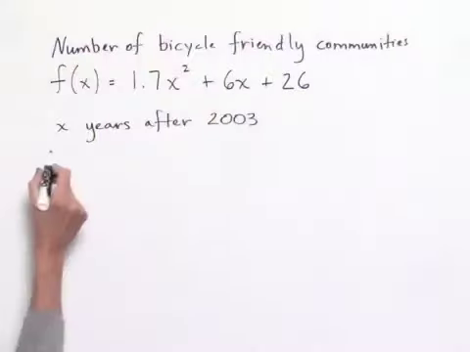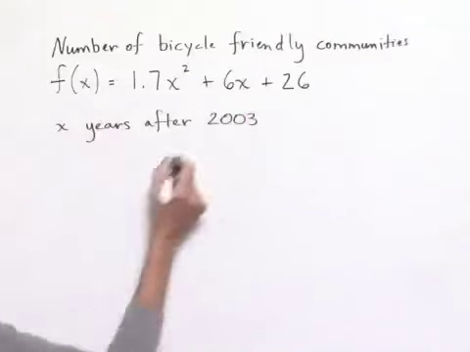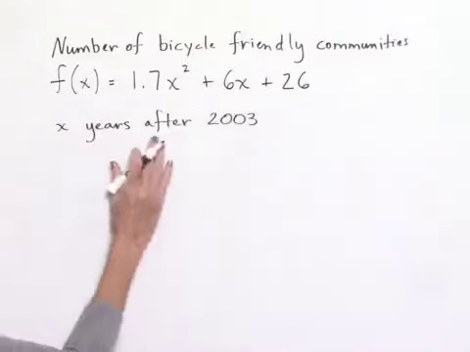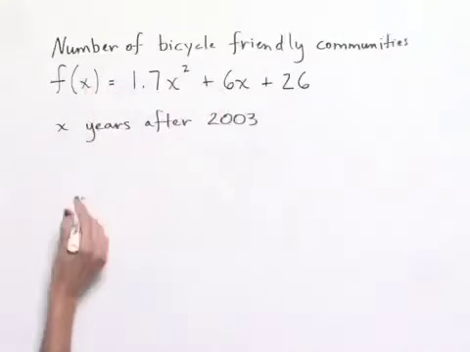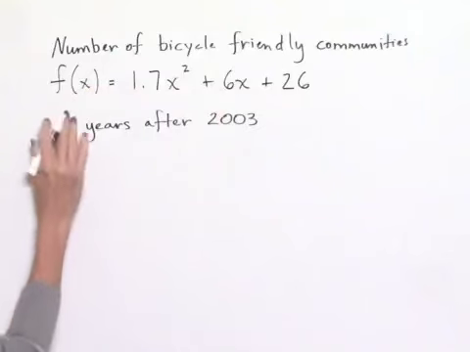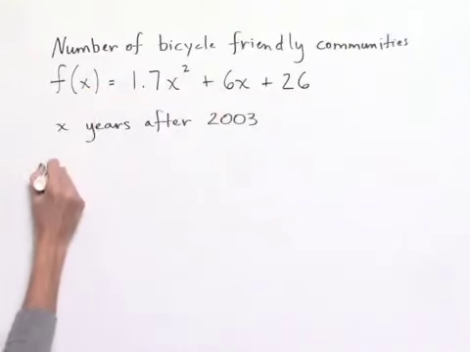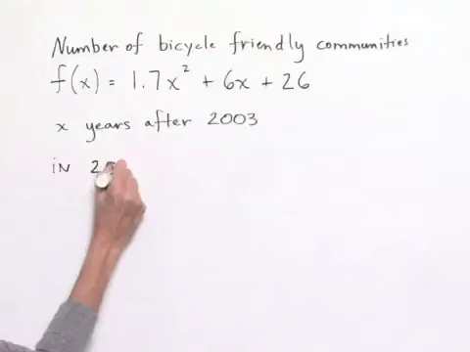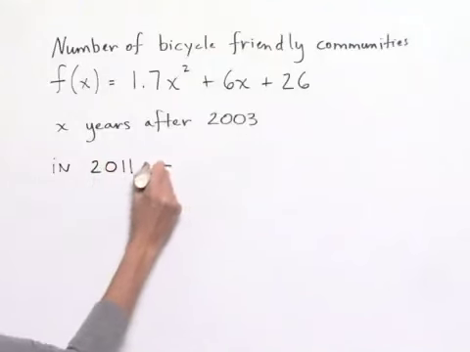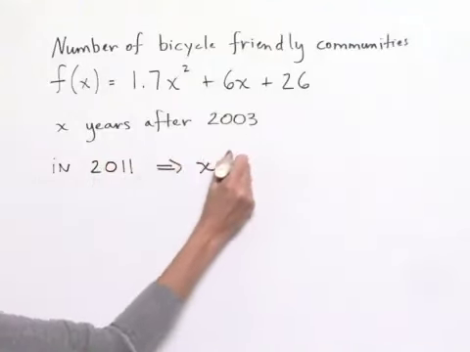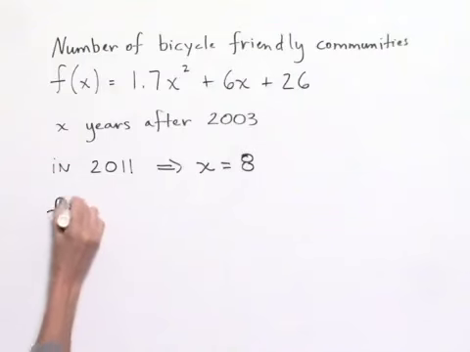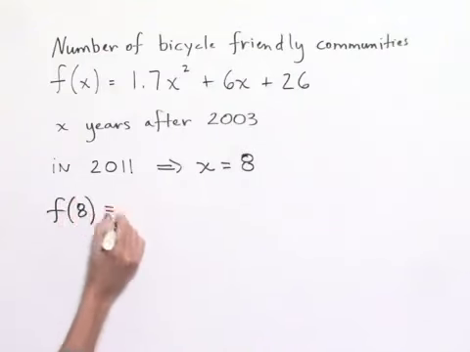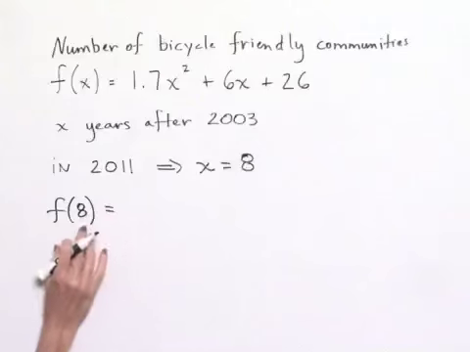So we're going to use the model f of x equals, and we have this expression where x stands for the number of years after 2003 and f of x stands for the number of bicycle-friendly communities, and we're asked to find the number of bicycle-friendly communities in the year 2011. Well, in the year 2011, that would be 8 years after 2003, so our value will be x equals 8. We can now evaluate f of 8 by substituting wherever we see x with the value 8.